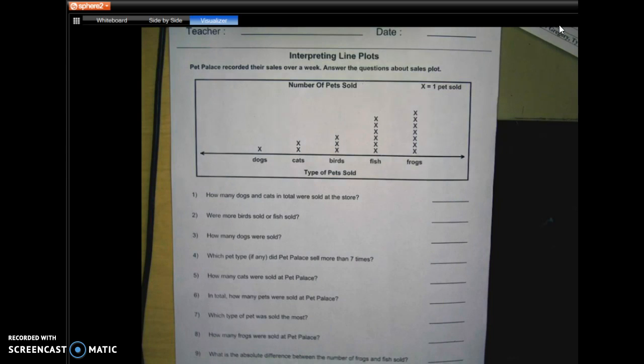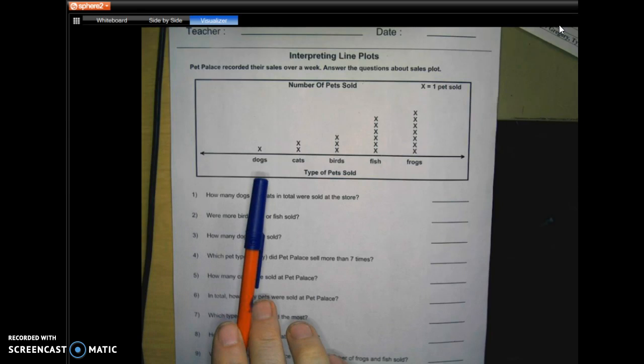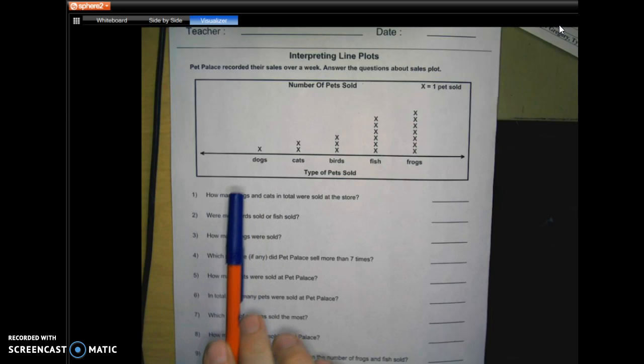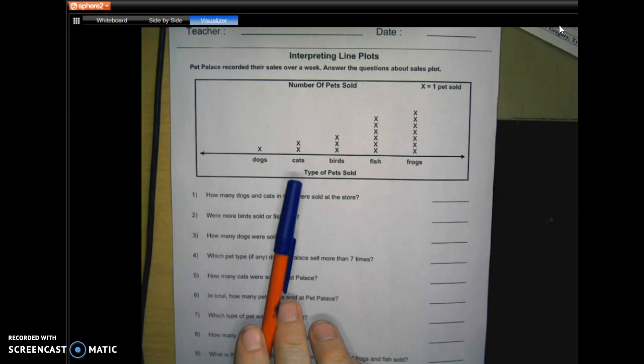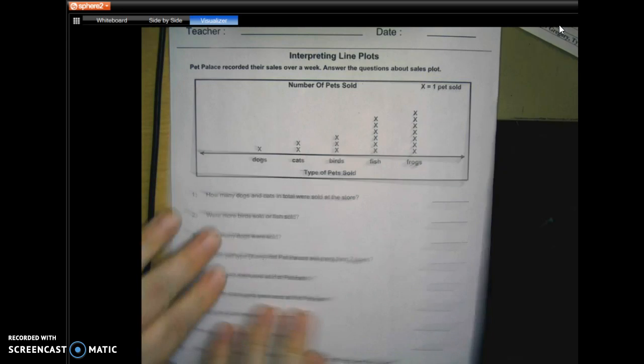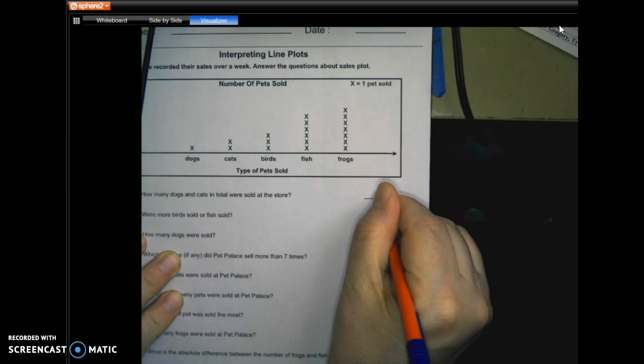So as we go through for number one, when it says how many dogs and cats in total were sold at the store, we can see that there is one dog that was sold and two cats that were sold. When it says in total, we're going to add that together. So the 1 plus 2 equals 3.